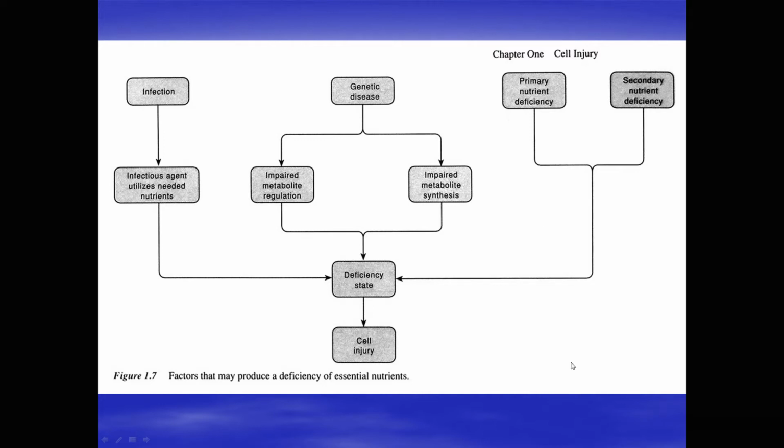Genetic defects are related either to impaired metabolite regulation or impaired metabolic synthesis. So, a deficiency state is generated and causes cell injury. Also, infection, especially an infectious agent utilizing the needed nutrients, may also cause a deficiency state.